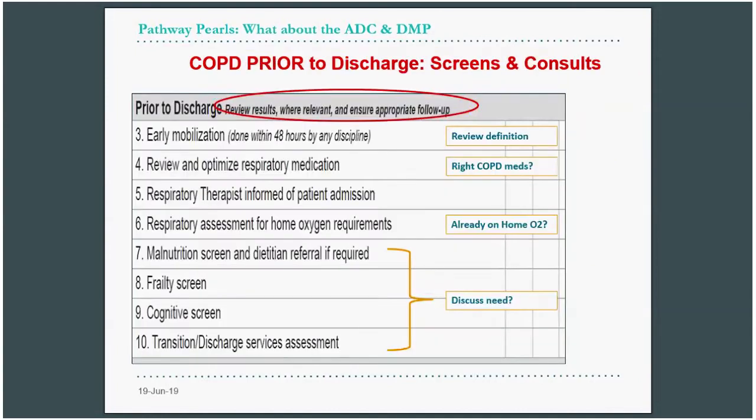The next section, like I discussed, prior to discharge, I have it circled there, and it's review results where relevant and ensure appropriate follow-up. And of course, use the appropriate discipline where you have it. You know, not everybody has PT or OT. So what are you going to do to screen the best possible way you can without having those resources available to you? And we definitely got tons of ideas that we can help you with that. So some keys for this area for early mobilization: review the definition.